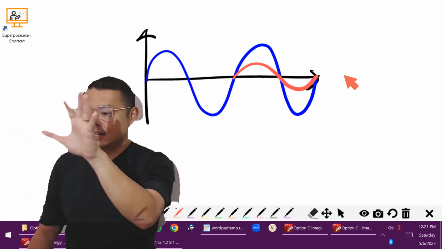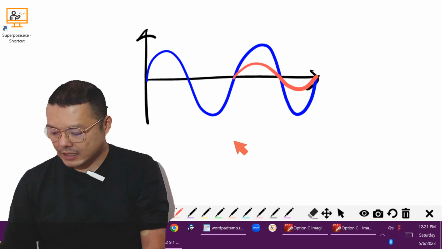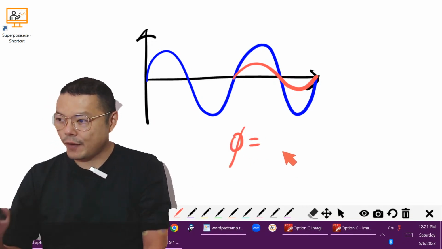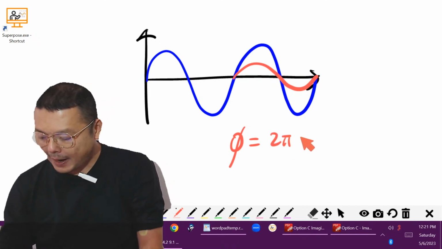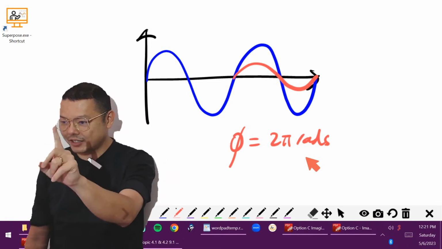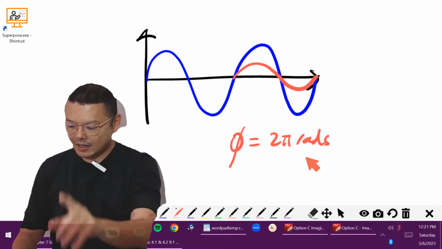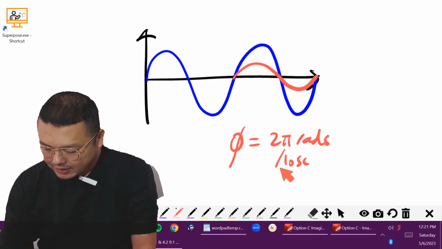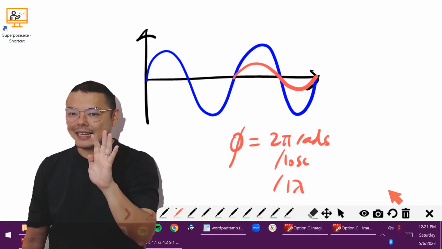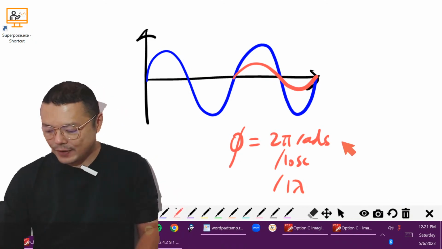So I need you all to learn this. Phase difference, right? Jeremy, write this down. No, I want you to write the next thing down. If your phase difference is 2 pi radians, that means one wavelength, one oscillation. If your phase difference is one oscillation or one wavelength, that's the same as saying no phase difference at all.